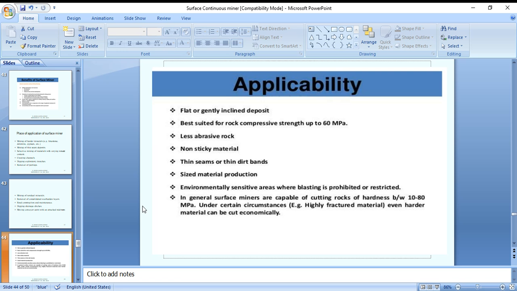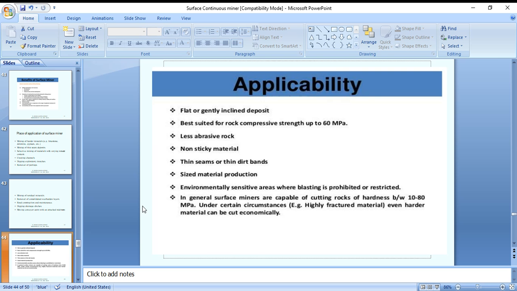Less abrasive rock, non-sticky material, thin seams with thin dirty bands, sized material production, environmentally sensitive areas, areas where blasting is prohibited or restricted. In general, the surface miner is capable of cutting rocks of hardness between 10 to 80 megapascal. It can be easily cut. If more than 80 megapascal, you have to change, and it is better to go to drilling and blasting.